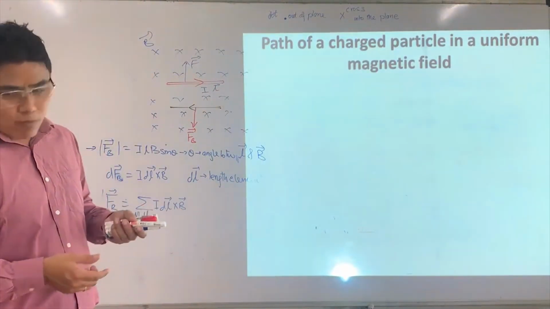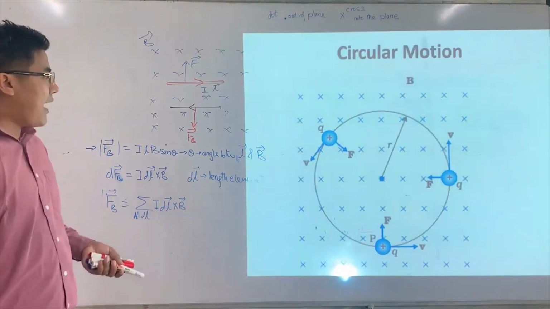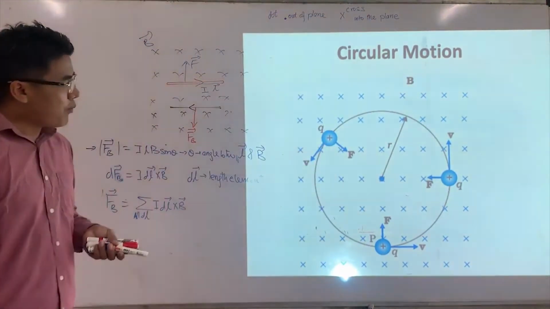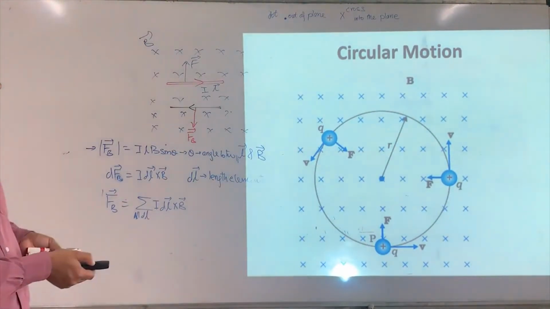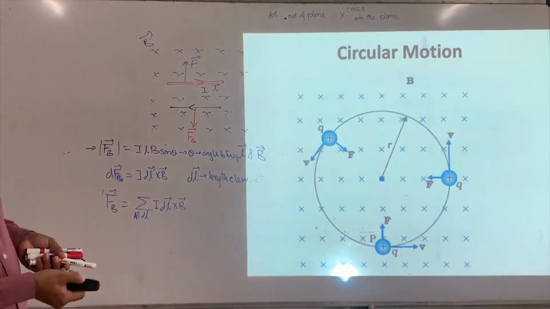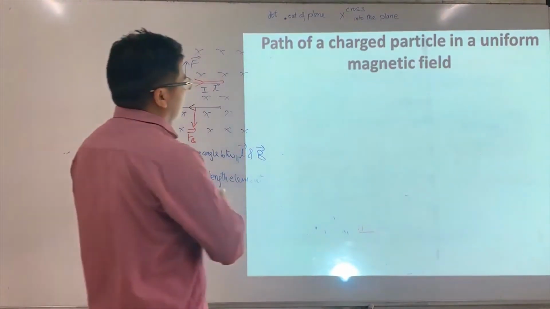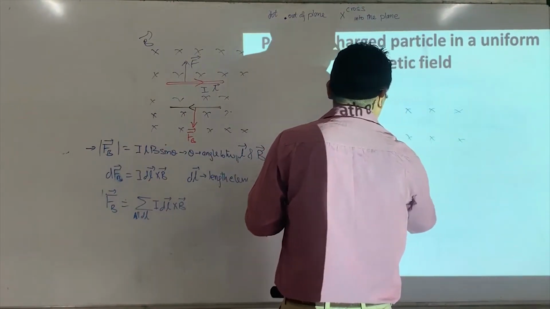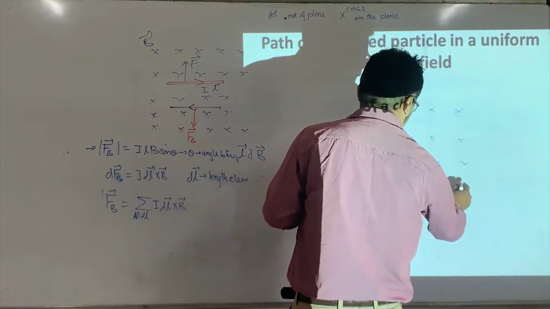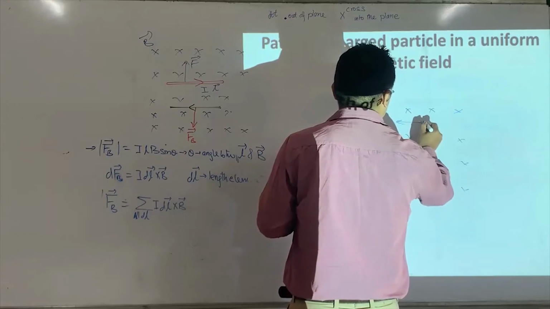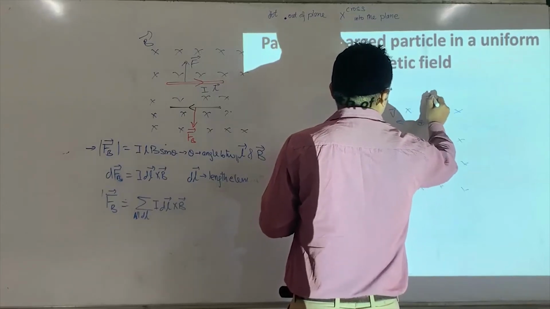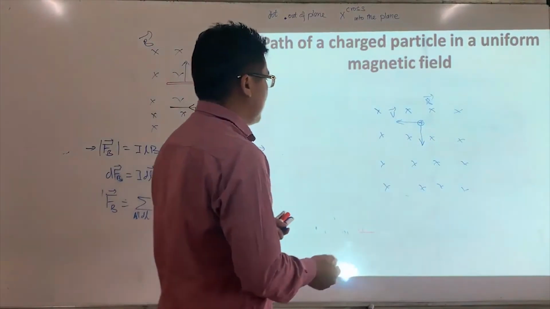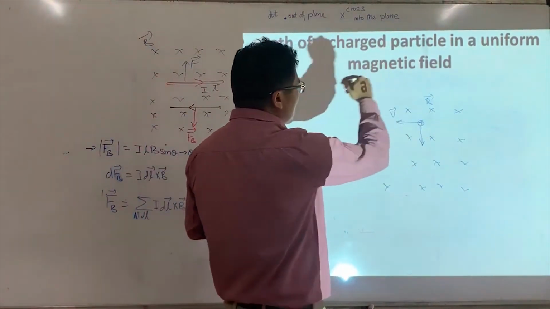So here, I have a positive charge moving in a magnetic field like this. This is the magnetic field into the plane, and this is a positive charge moving in this direction. Where is the direction of force? Force would be downward.